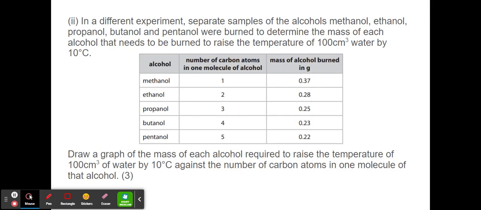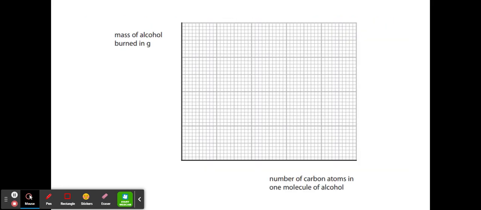In a different experiment, separate samples of the alcohols methanol, ethanol, propanol, butanol, and pentanol were burned to determine the mass of alcohol that needs to be burned to raise the temperature of 100 cubic centimetres of water by 10 degrees C. Draw a graph of the mass of each alcohol required to raise the temperature of 100 cubic centimetres of water by 10 degrees C against the number of carbon atoms in one molecule of that alcohol. 3 marks available. So on the exam paper, there is a copy of the axes.